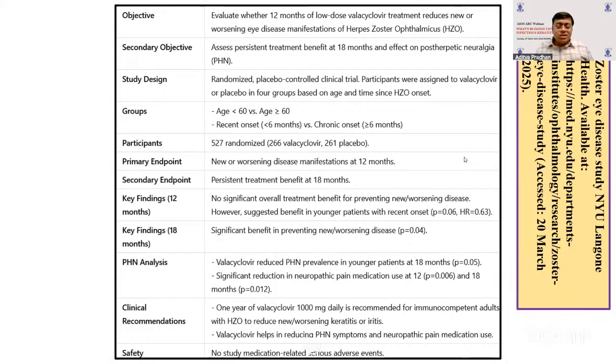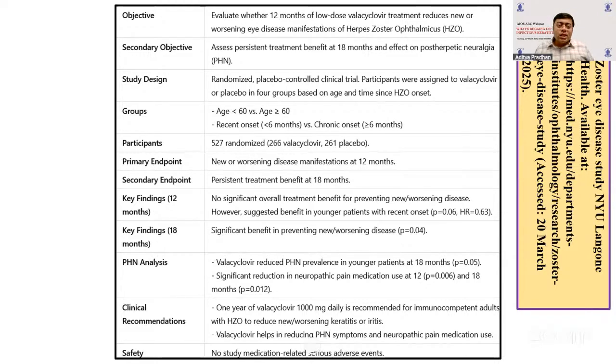This is not published. It was briefly touched upon by the previous speaker. So this is the ZDDS, that is Zoster Eye Disease Study, which studied two important things. Basically, the primary objective was seeing the benefit or worsening of low dose valacyclovir at the end of 12 months, that is 1 gram per day.